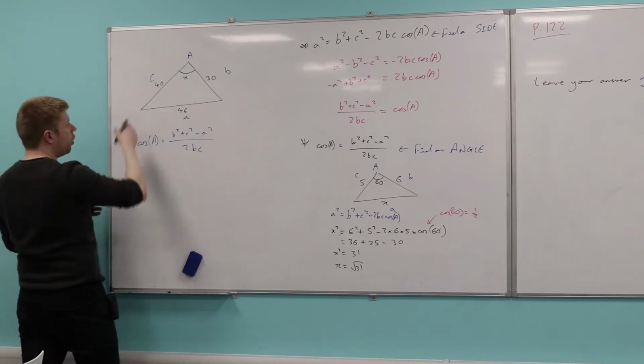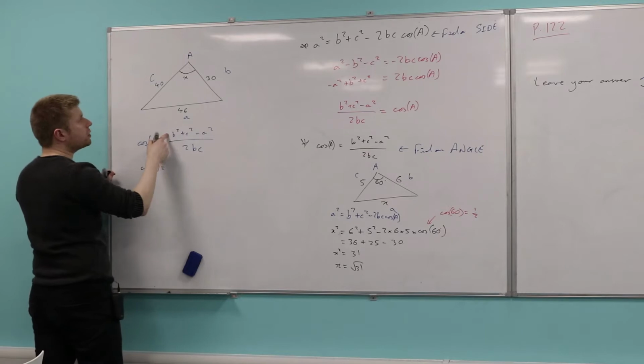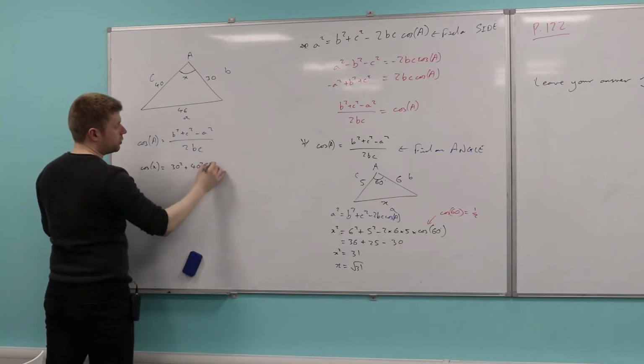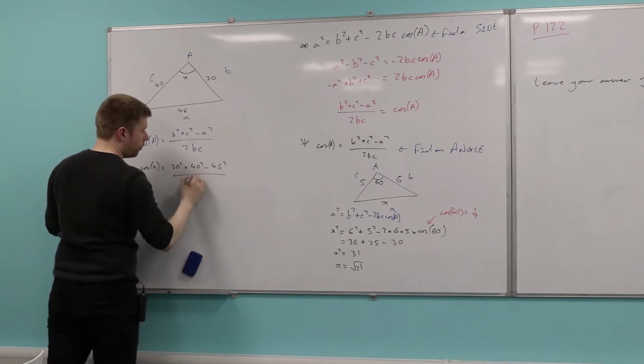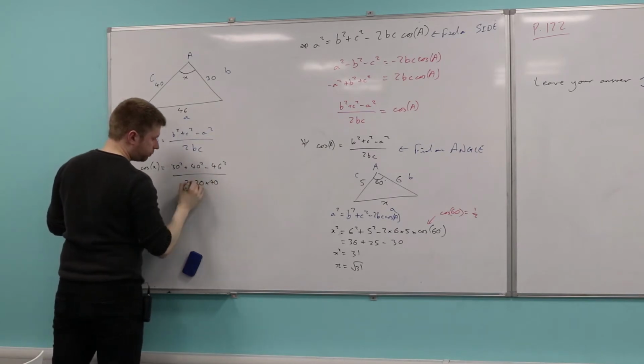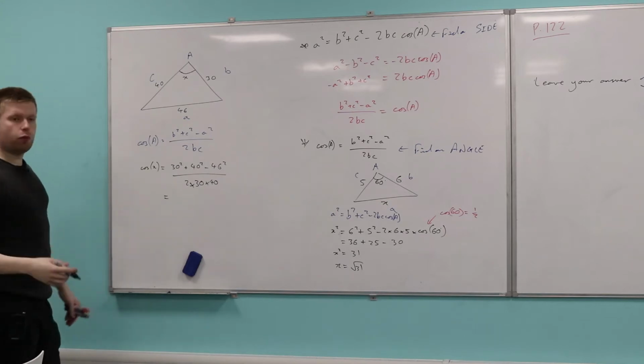So we've got cos of, well, we don't know what A is, so we're going to call it cos of X, is equal to B squared, that's going to be 30 squared, plus C squared, which is 40 squared, minus A squared, which is 46 squared, all divided by 2 times B times C, so 2 times 30 times 40. All right, cool. So I guess you could stick that in a calculator and work out what it is.